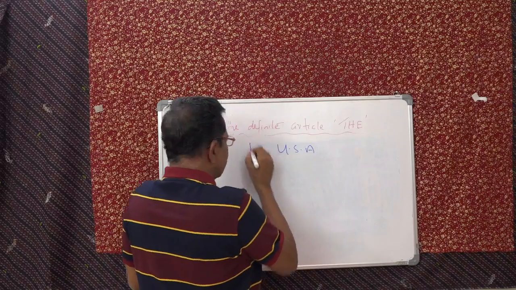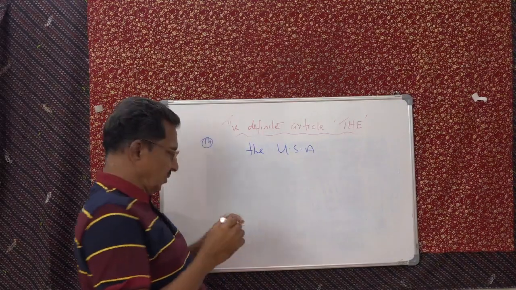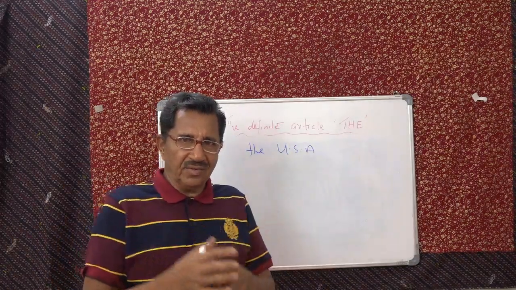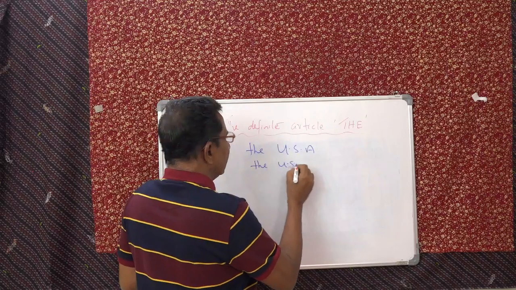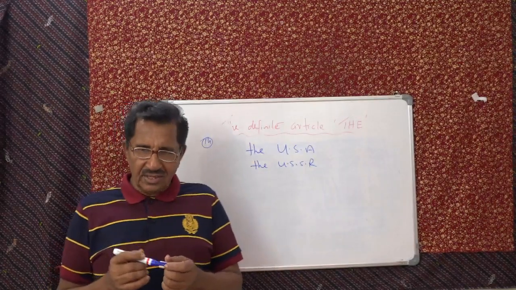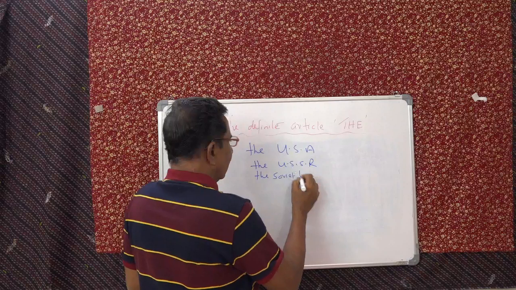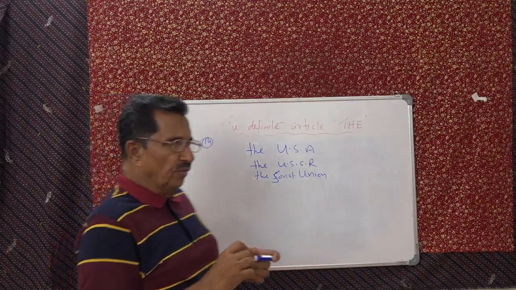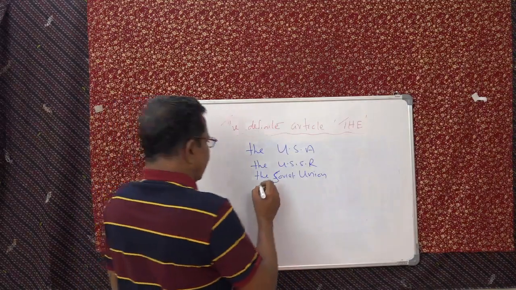The USA. He said the USA. You know why? Because it is made up of smaller units. United States of America. Many states came together and then they formed this. Equally important and equally famous, the next one is the USSR. See, the USSR. Understand? The USA, or the Soviet Union. The Soviet Union. Again, same. The Soviet Union. Understand that? The USSR. See? Then you say, the United Kingdom.